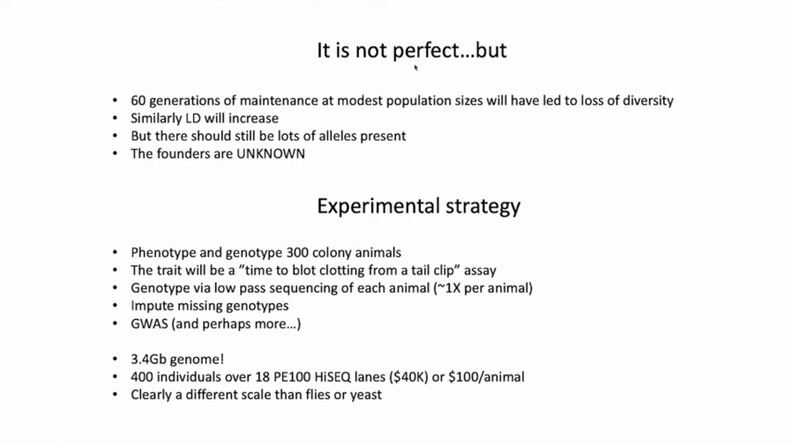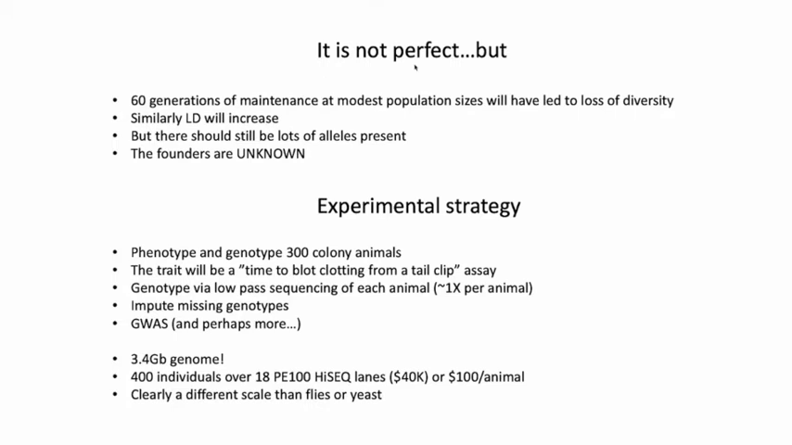There's 60 generations of maintenance. Certainly the maintenance is at much smaller population size than we do in yeast and flies and C. elegans, but they at least made an attempt to avoid inbreeding. So similar to these other systems, there should be a lot of linkage disequilibrium in this system. The number of generations is such that although they've undoubtedly lost some of the initial diversity, there's still lots of alleles left. Again, much like the work here, although I'm told that's changing a little, the founders are unknown, unlike our Drosophila and yeast populations.